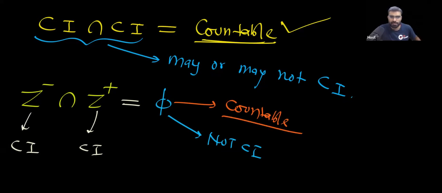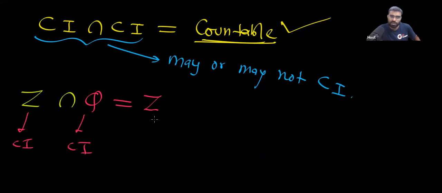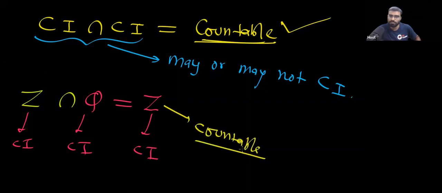Okay, so this is the idea. Another example. Give me another example where countable infinite intersection countable infinite is countable infinite. For example, this. What is their intersection? Their intersection is Z. This is countable infinite. This is also countable infinite. Is this clear? Please tell me. So in the intersection, you have to take care.